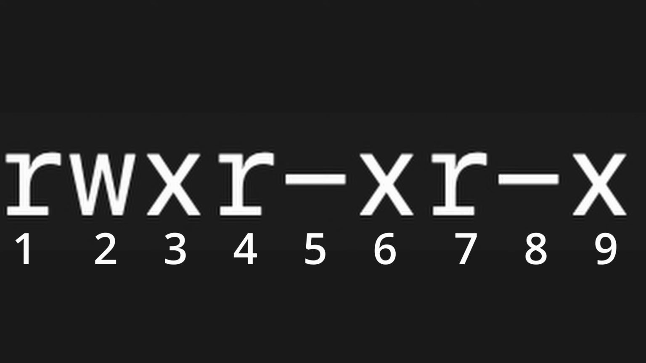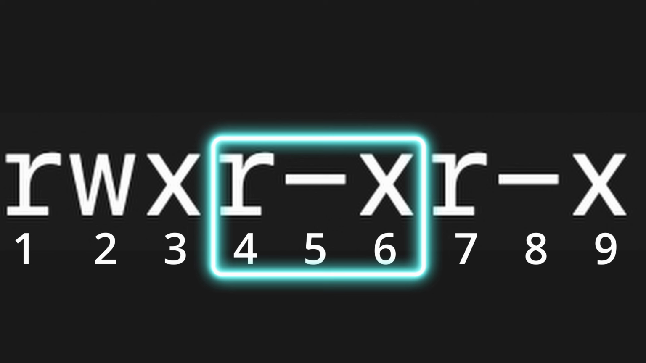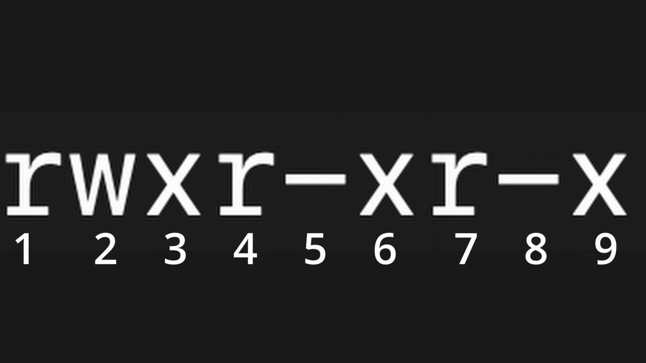There are a total of 9 placeholders to this. The first 3 denote access level for the file's owner. The next 3 placeholders denote access level for members of the file's group, and the final 3 are for everyone else. r means read, w means write, and x means execute. So, you can easily understand now.